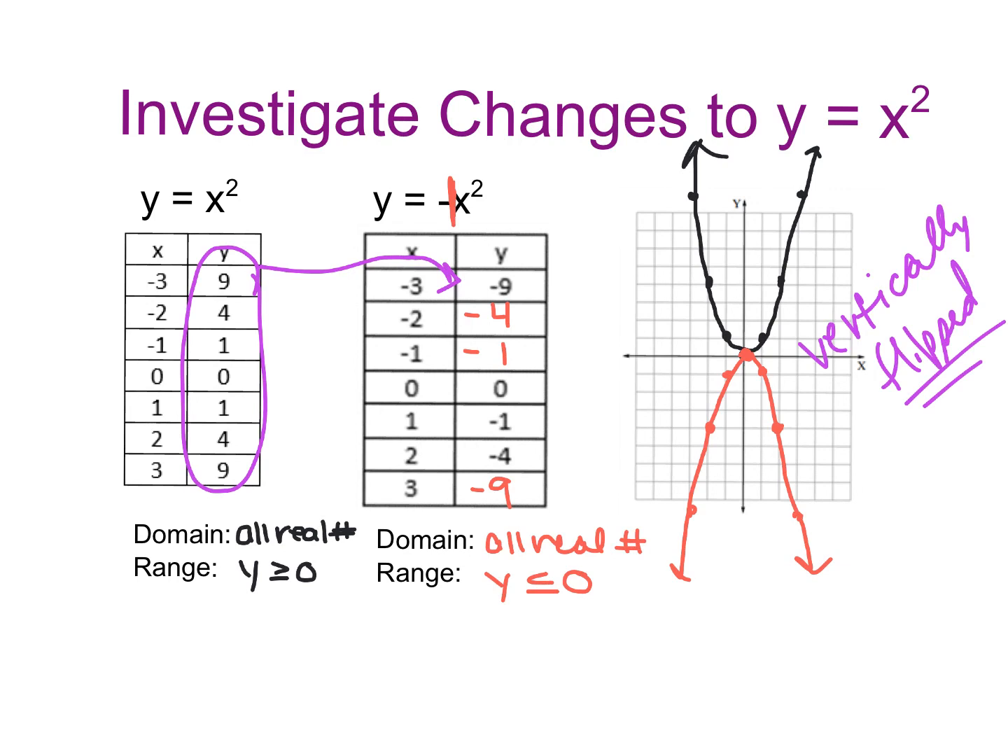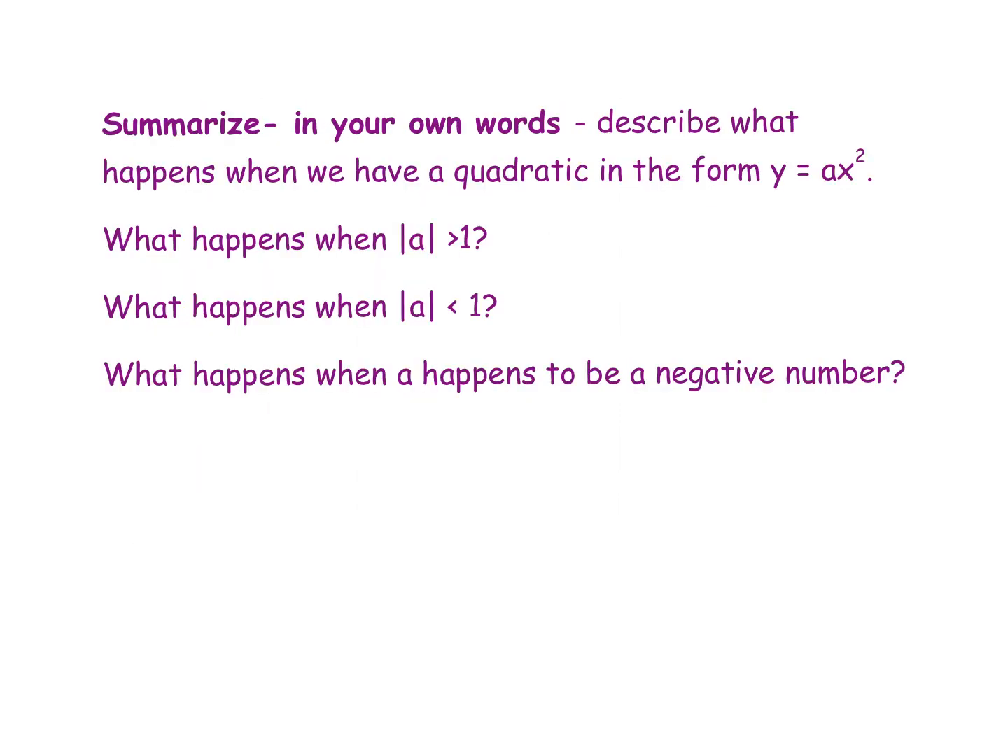And as a result of this, we also end up with a range that is slightly different, because that range is now taking place in the bottom half of the coordinate plane, which is when y is less than or equal to 0. So now let's take what we've learned and let's summarize it in our own words.